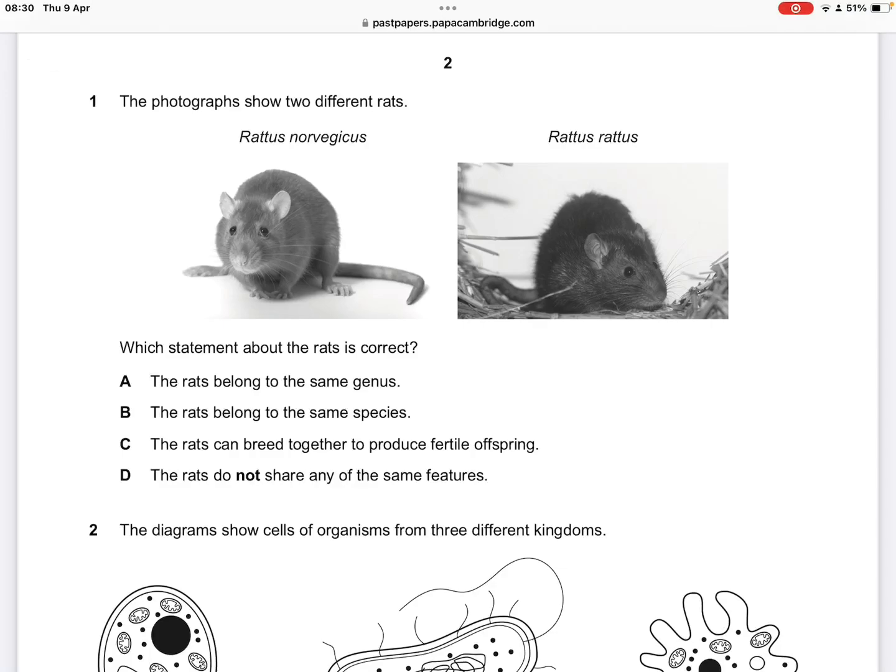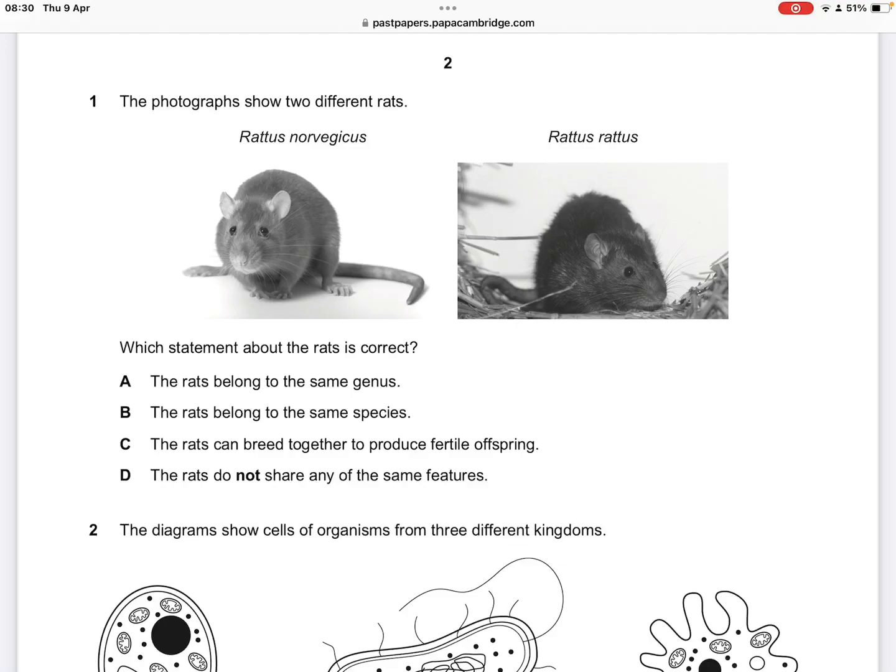So, which statement about the rats is correct? The rats belong to the same genus is our first option. I know straight away that is the correct answer because the Rattus part, the genus part of the name, is the same. If I just check through the rest of the options just to be sure, they belong to the same species. No, they've got a different species name. The second part of that binomial name is different, so that's definitely a no-no.